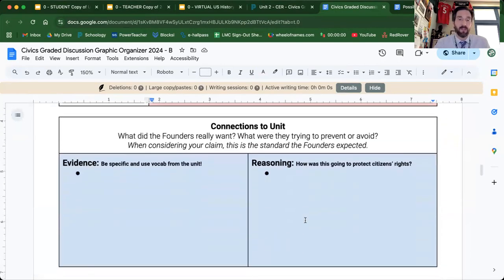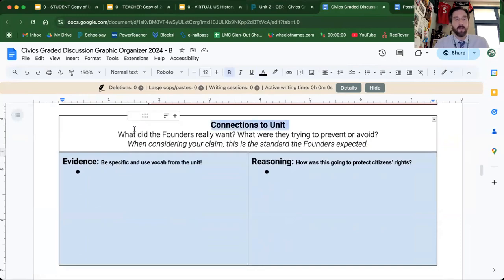And then you're going to get into the connections to the unit. What did the founders actually want? Right? What are they trying to prevent or avoid? Is that what we are currently doing in American government? So give me specific evidence. Give me vocab from the unit. Define things like rule of law, limited government.